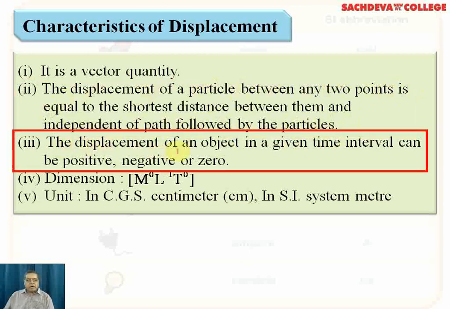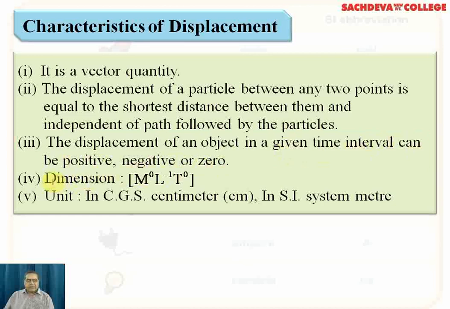The displacement of an object in a given time interval can be positive, negative or zero. For example, if a body is moving from A to B, we will say displacement is positive. But if it is returning back from B to A, then the displacement is negative, because in the two cases the distance covered is the same but directions are opposite. So displacement of an object in a given time interval can be positive, negative or zero.